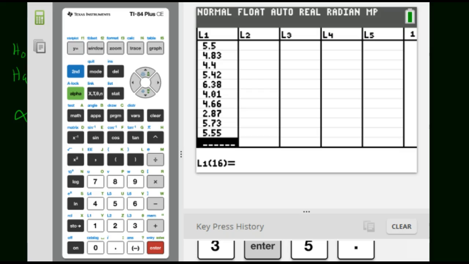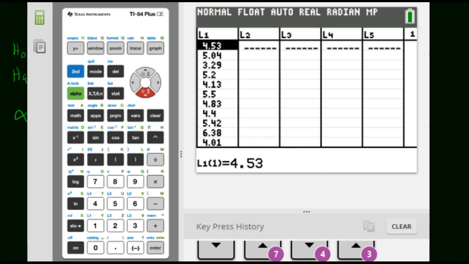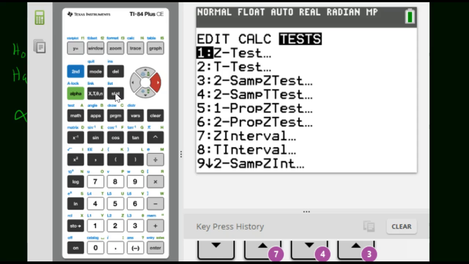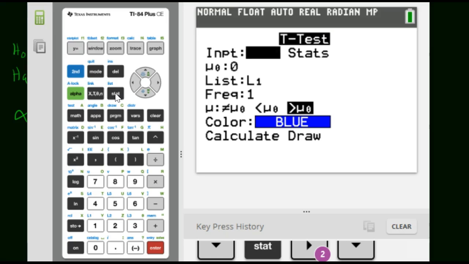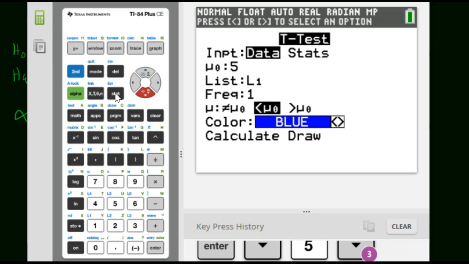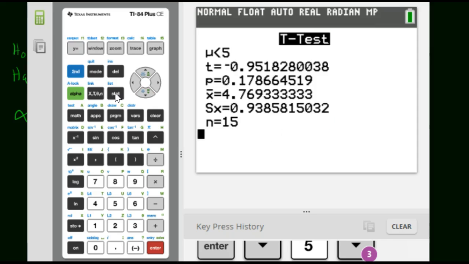Okay, so I went ahead and did a little bit of off-screen work here and just entered the 15 data points from our problem into L1 in the calculator. What I want to reach for here is stat tests, and I'm going to choose t-test because I'm working with a t-distribution. I'm going to use my data. So I'm testing against a null hypothesis of 5. My data is in list 1. I have a frequency of 1, and I'm testing against the alternate hypothesis, which is the less than. So I'm going to go ahead and calculate that.